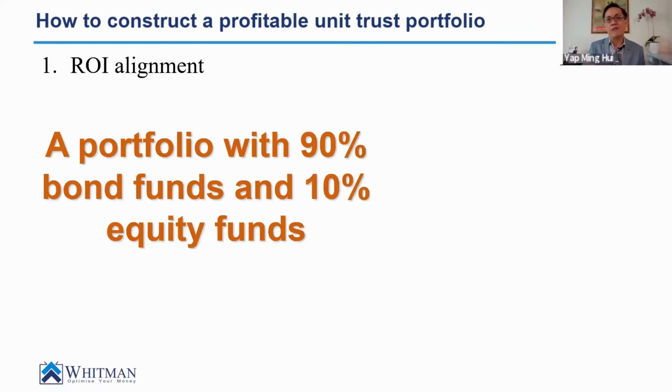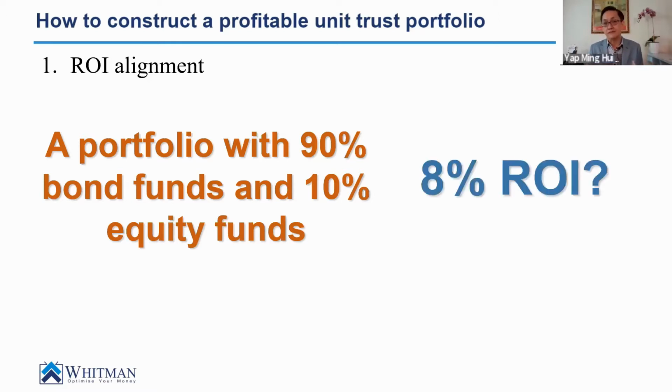You see, when you invest in a portfolio with 90% bond fund and 10% equity fund, and you tell me that hey, I'm actually aiming for 8% annualized return. Do you think that's possible for you to achieve that kind of 8% return? Very unlikely, no? Because you've got so many bond funds, and bond funds generally give you maybe 4 to 5%, no? So the chance of you achieving 8% annualized return is quite unlikely.